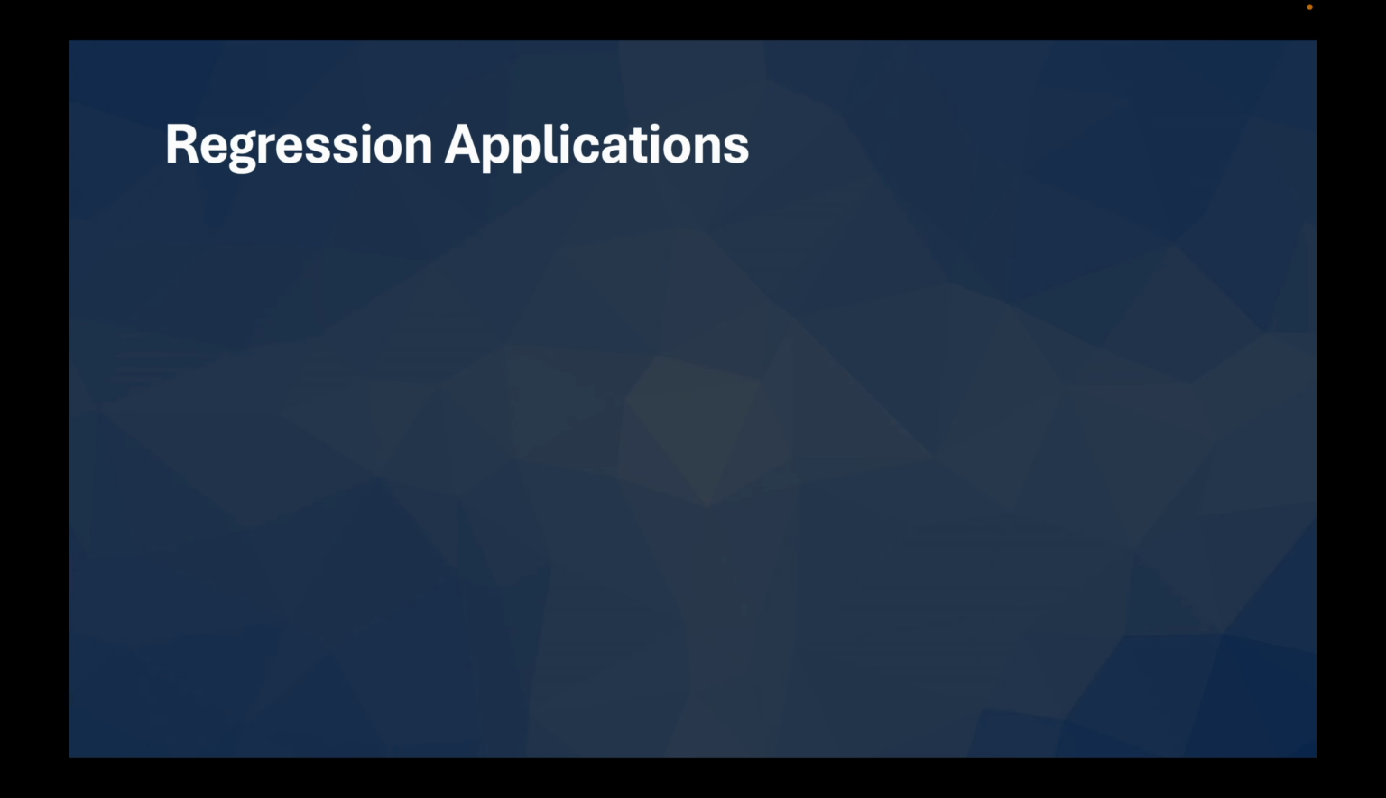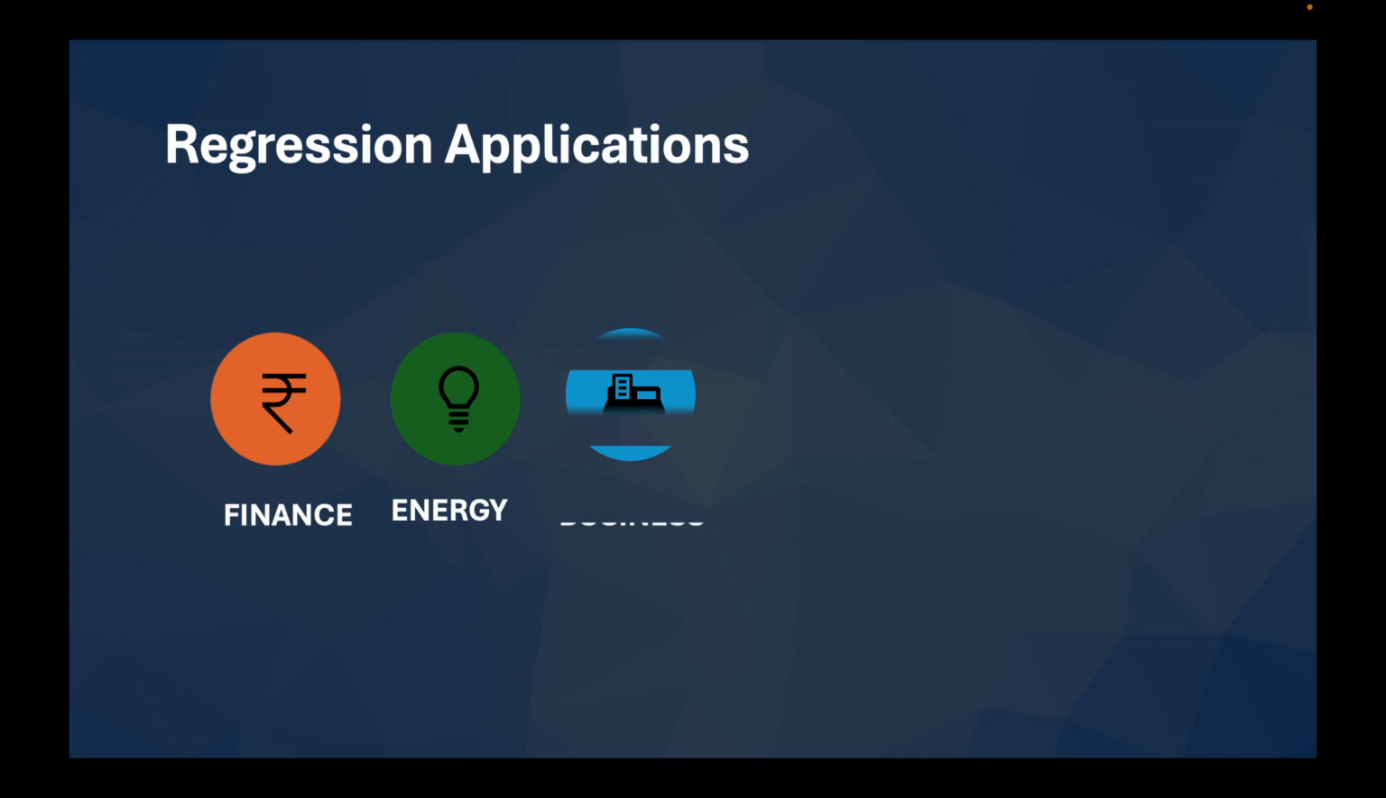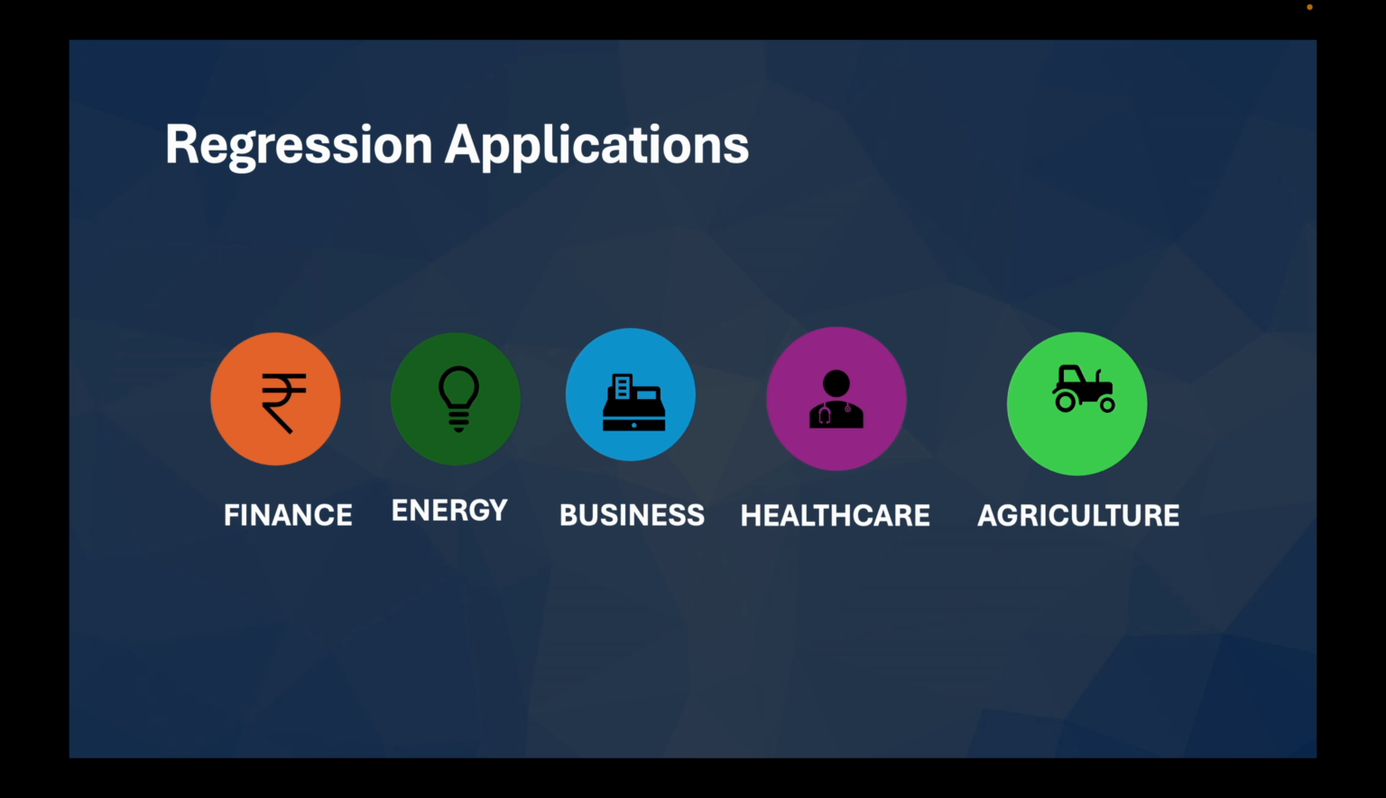The real-world applications of regression are in finance, such as predicting stock prices, interest rates, and so on. In energy, such as forecasting electricity demand. In business, such as inventory planning, sales and revenue forecasting. In healthcare, such as predicting patient results or recovery time. In agriculture, such as estimating crop production.